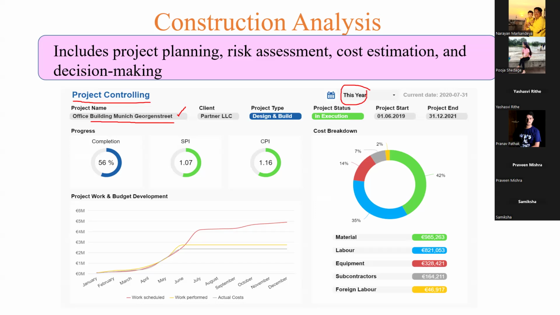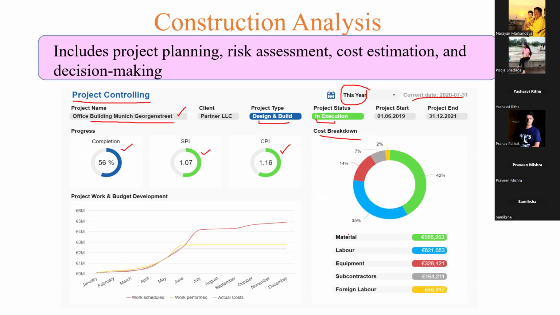We can go with previous year projects, or whatever projects they created, and you can see the current date. Now, the client is Partner LLC, project type is design and building, and project status is in execution. This project is not yet completed. It started on 1/6/2019, and the project end will be 13 December 2021. That means they're expecting nearly one more year. Progression is 56%, so that much of the project is completed. SPI is 1.07, and CPI. These are index values with respect to the proportion they completed. These are the SPI and CPI values, and you can see the total cost breakdown.